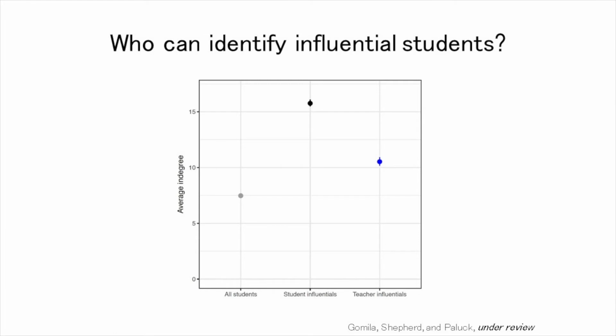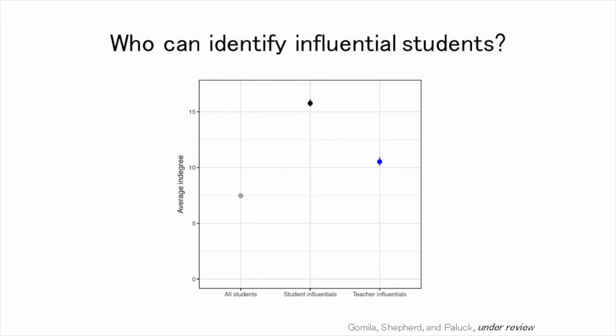A side note: one question is obviously who can identify these students. It's often really prohibitive to collect this kind of network data. So this is another paper where we actually asked the teachers to nominate exactly who they found to be influential in the schools. And as you might expect, the teachers were not very close to what the students actually did.